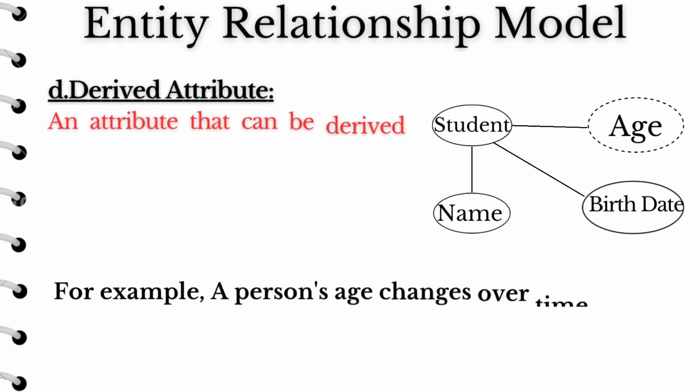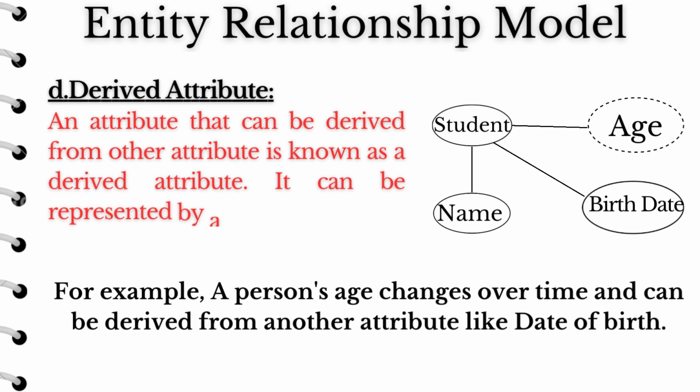Derived attribute. An attribute that can be derived from another attribute is known as a derived attribute. It can be represented by a dashed ellipse. For example, a person's age changes over time and can be derived from another attribute like date of birth.